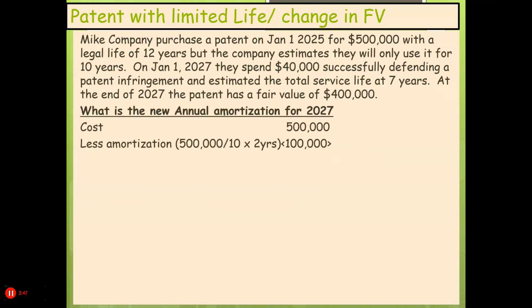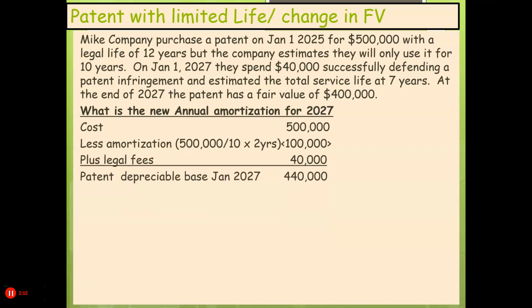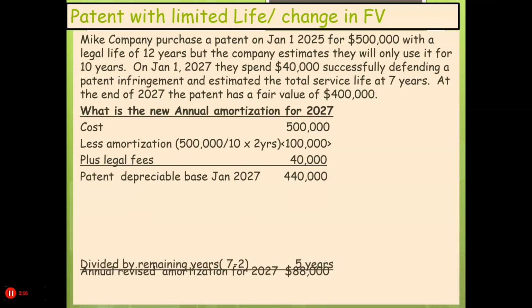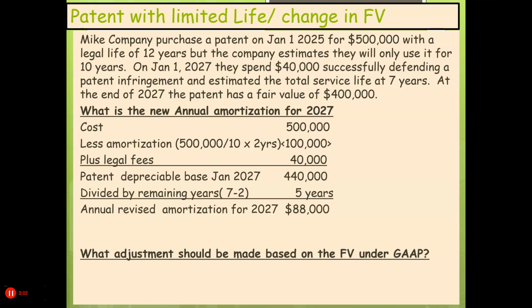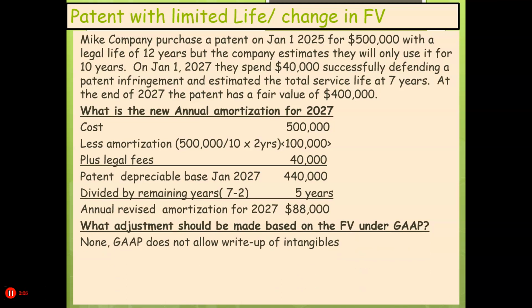So the cost would have been $500,000. We've been depreciating it for 2 years. We added the legal fees. Now we have a new depreciable base of $440,000, and we have 5 years left. So now we're going to amortize at $88,000 a year. So what would our journal entry look like? Do we have to make any adjustments, prior period adjustments? The answer is no, because even though it now has a fair value of $400,000, we cannot write up our asset.